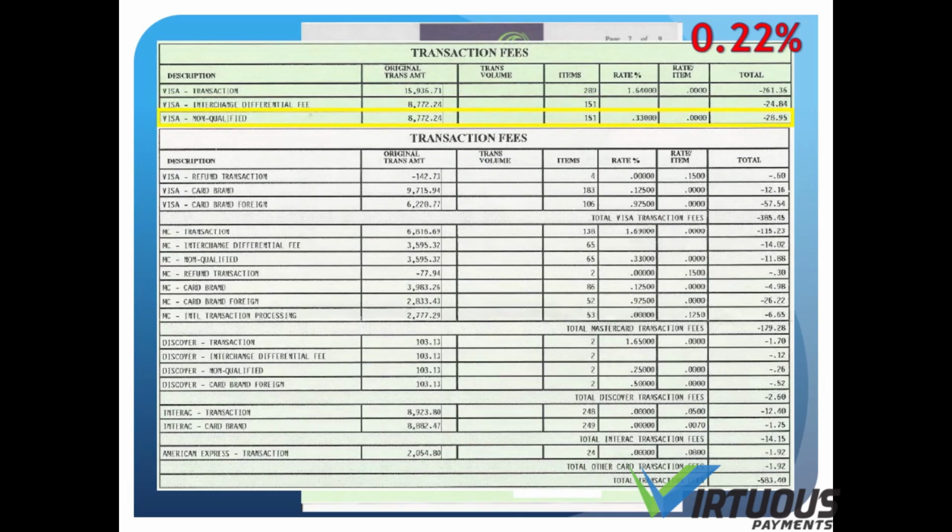The Visa non-qualified fee is charged on all cards that are keyed in or are part of the interchange differential as a surcharge. If you take your total non-qualified fees, here it's $28.95, and divide it by your gross Visa volume, here being $15,936.71, you will get an average of 0.18% above cost.